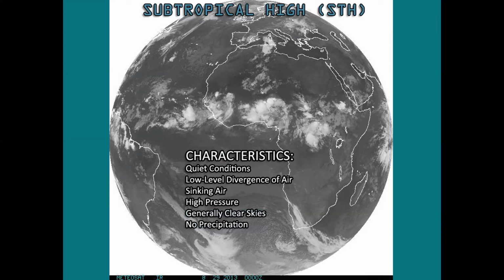Now, on the other hand, subtropical high, usually that would be roughly here, like the Sahara Desert. Quiet, the air is sinking, there's high pressure, skies are generally clear, and there's very little precipitation. So that's how you sort of model all this in a way that makes it easier to follow.